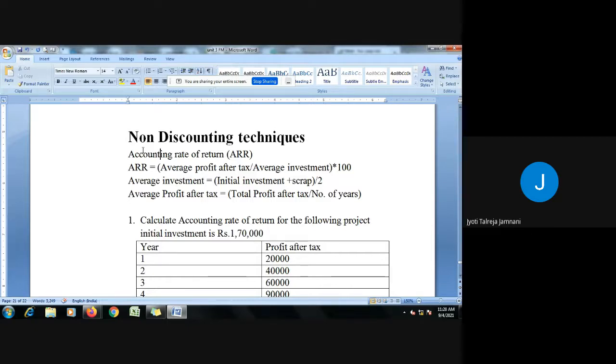Then how to find average profit after tax? It's nothing but the total profit after tax divided by the number of years of the project. So let us do one sum and understand the procedure.